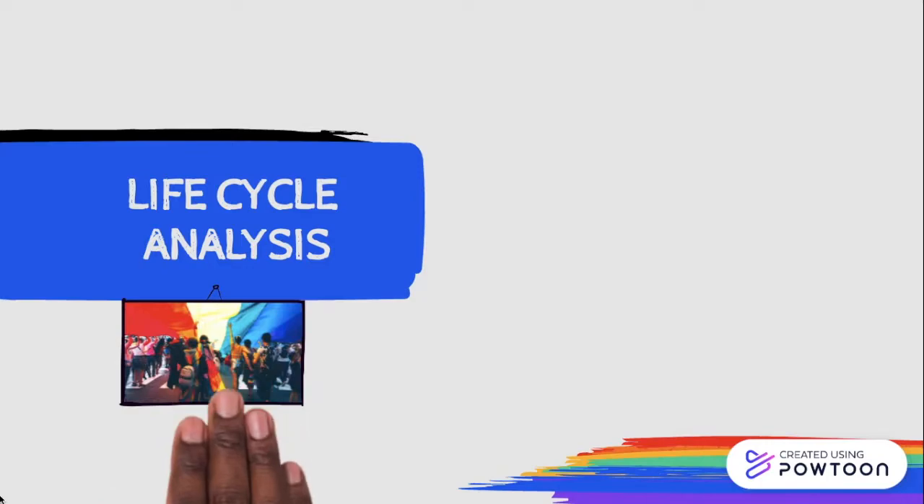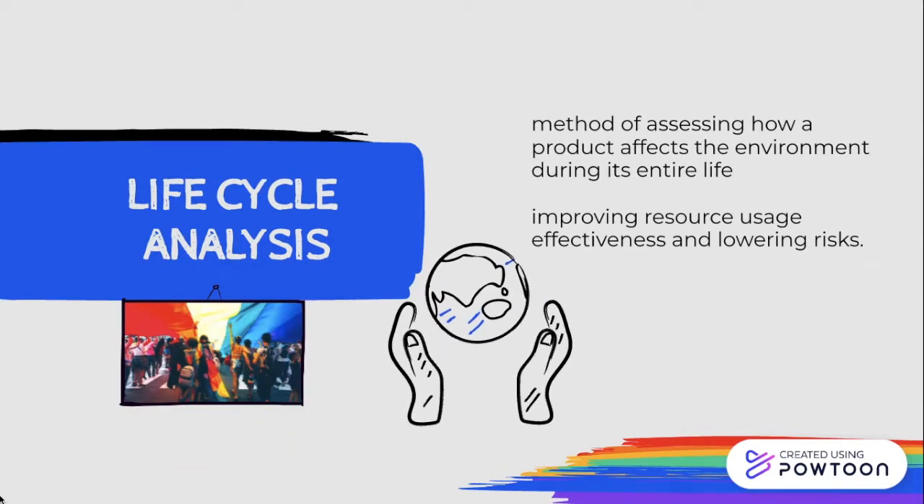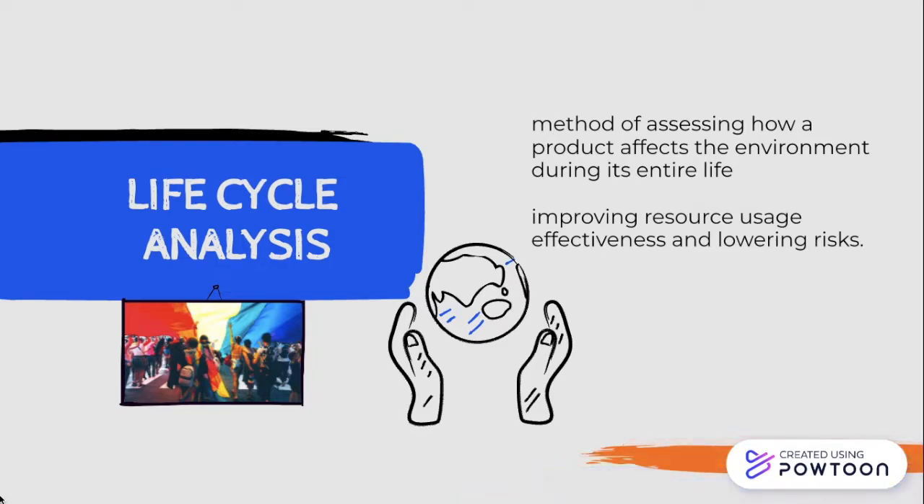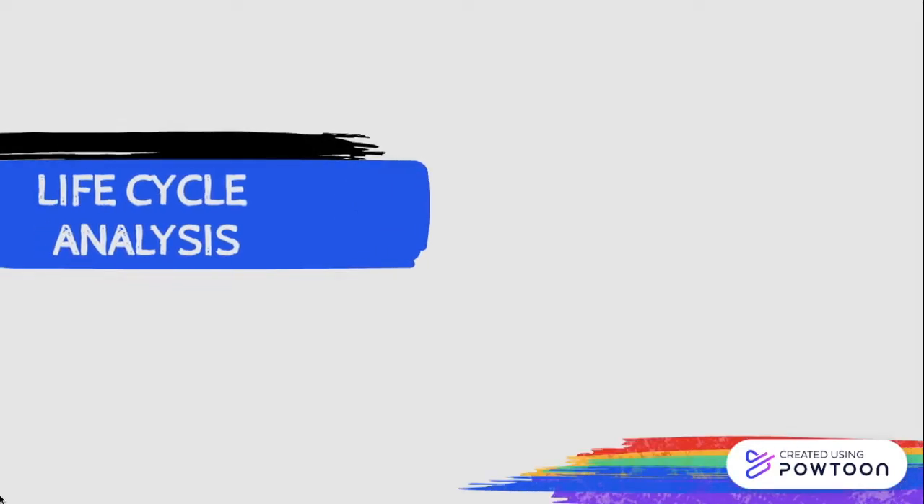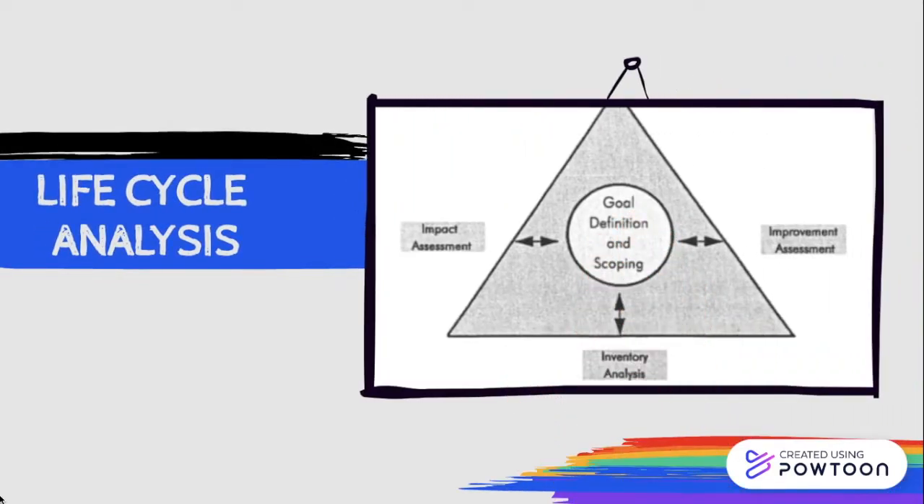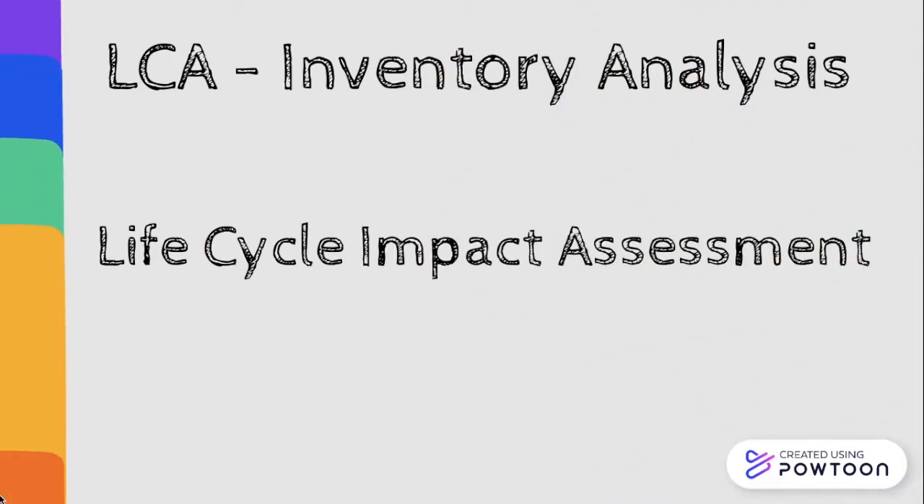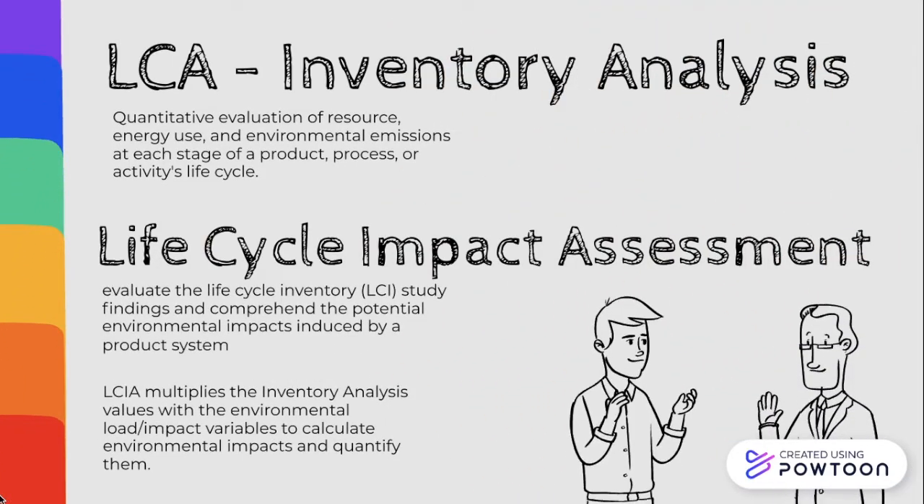Now I'm going to talk about life cycle assessment. Now, what is it exactly? It is the method of assessment for a certain product on how it affects the environment during its life cycle, by improving resource usage effectiveness and lowering its risk towards the environment. In a series of significant workshops, the Society of Environmental Toxicology and Chemistry influenced the growth of LCA, resulting in the famous setup triangle consisting of goal definition and scoping, inventory analysis, impact assessment, and improvement assessment, shown in the figure.